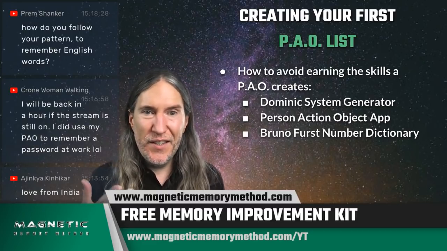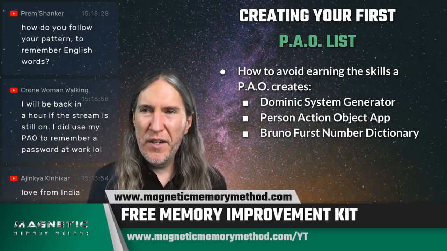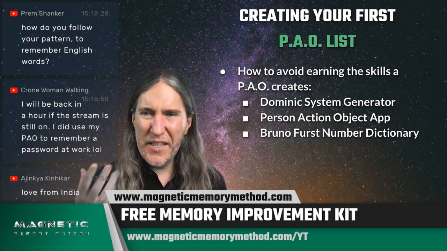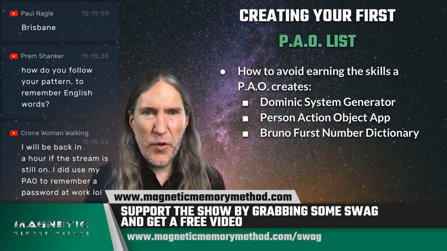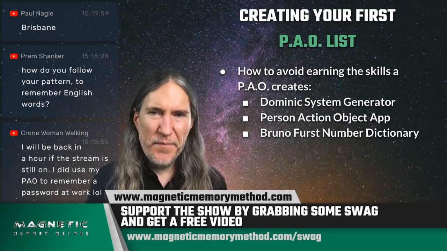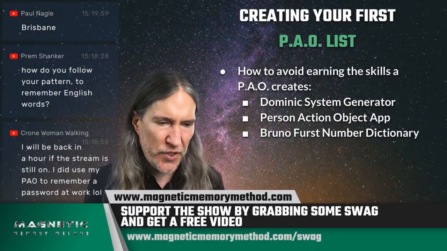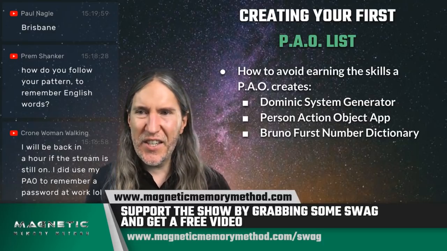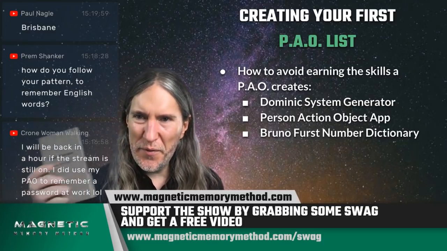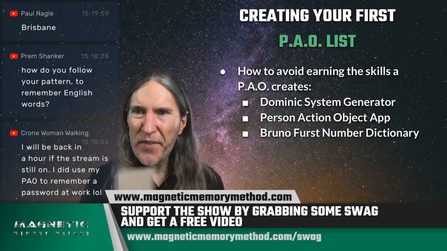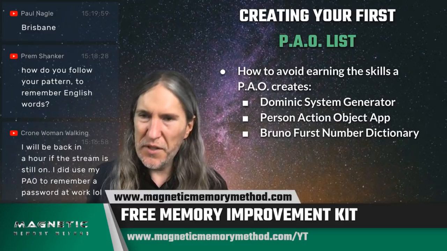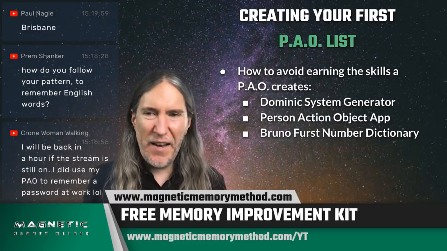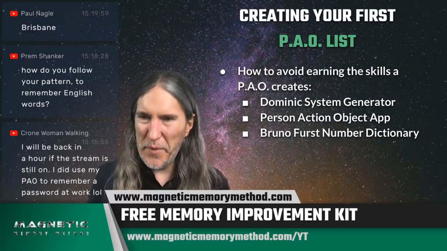And so going to a Dominic System generator that's going to pump up ideas for you is not going to get you the skill. Going to a person, action, object app is not going to get you the skill. And going to the Bruno First Number Dictionary is definitely not going to get you the skill. And I know because I have the Bruno First Number Dictionary here. So let me know in the chat if you want me to read some of his solutions for some of the numbers. And if I get enough interactivity from y'all, maybe I'll read some of this.